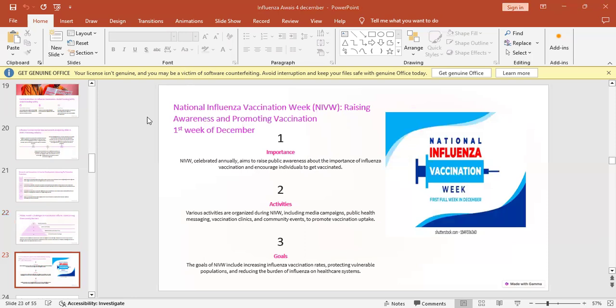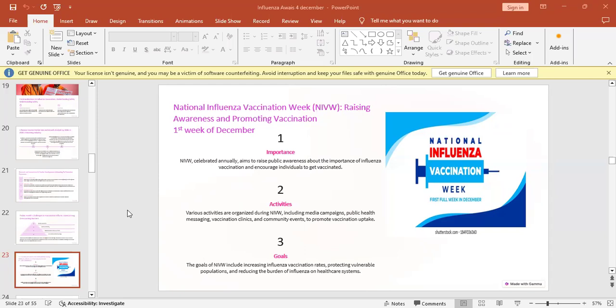National Influenza Vaccination Week: raising awareness and promoting vaccination. The National Influenza Vaccination Week is celebrated in the first week of December. It is celebrated annually and aims to raise public awareness about the importance of influenza vaccination and encourage individuals to get vaccinated.